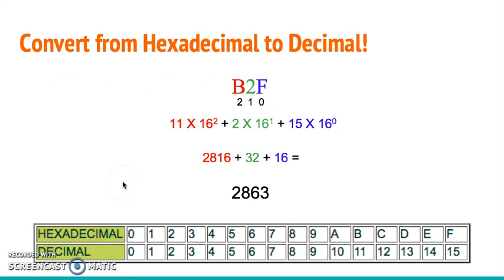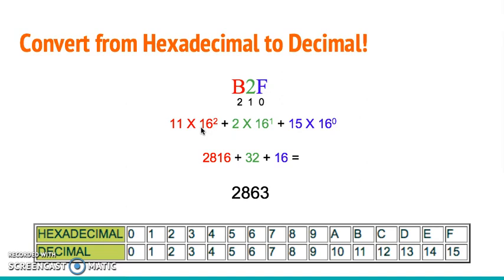So now let's try an example. Let's convert the number B2F from hexadecimal to decimal. As you can see, we already have the indexes labeled below the number, where F is 0, 2 is 1, and B is 2. Just like with the decimal number, we can make this into an equation. Except now, we're going to use the base number 16 instead of 10. Because decimal is a base 10 number, we use the number 10 in our calculations. And because hexadecimal is a base 16 number, we use the number 16 in our calculations.